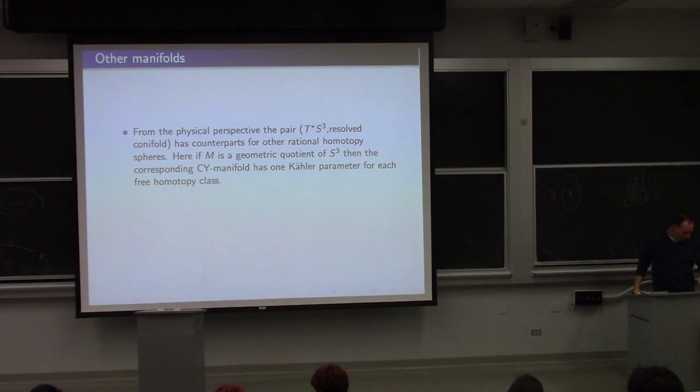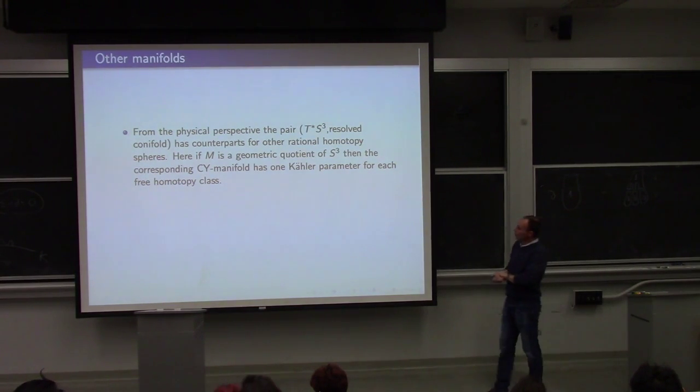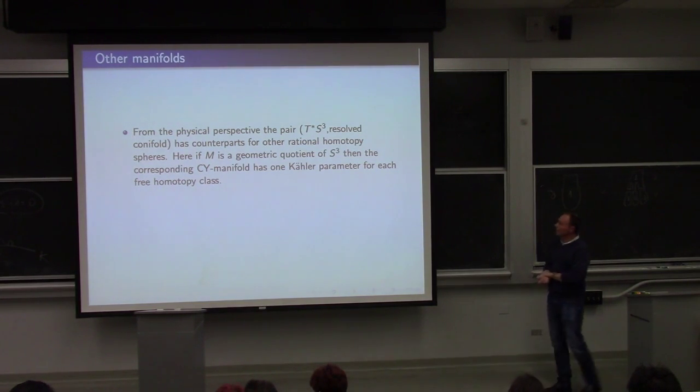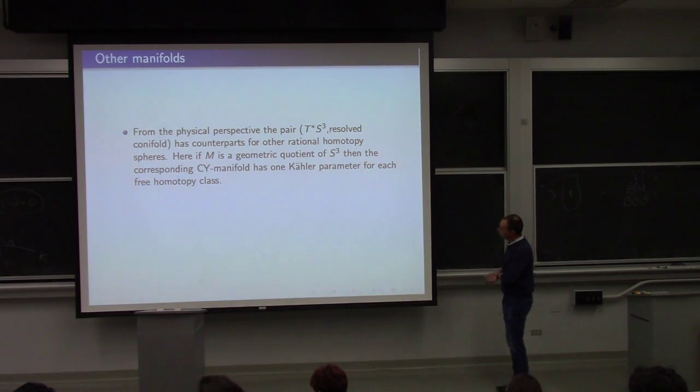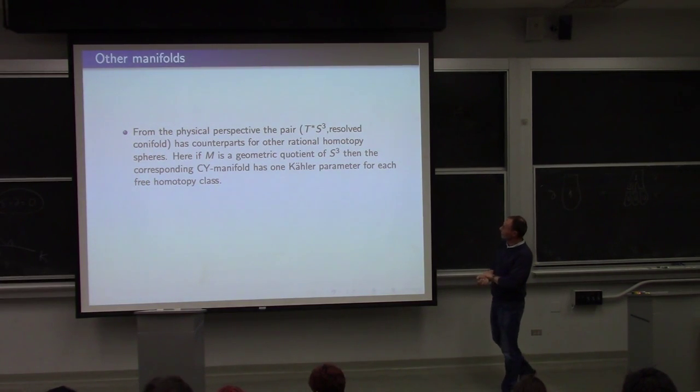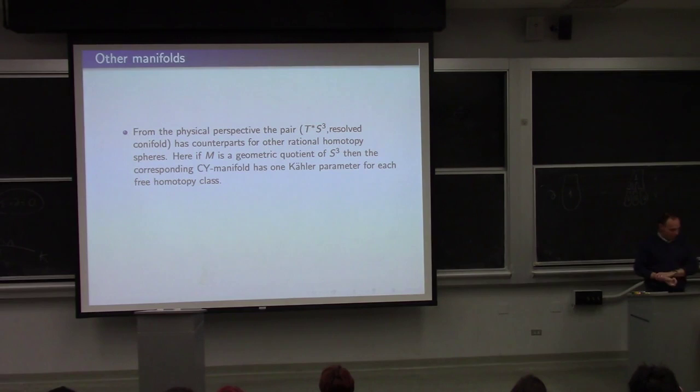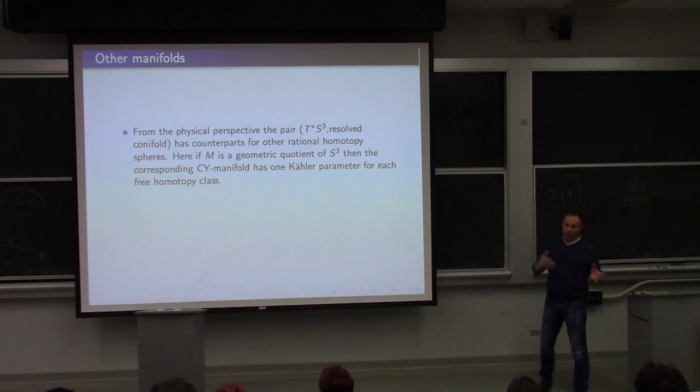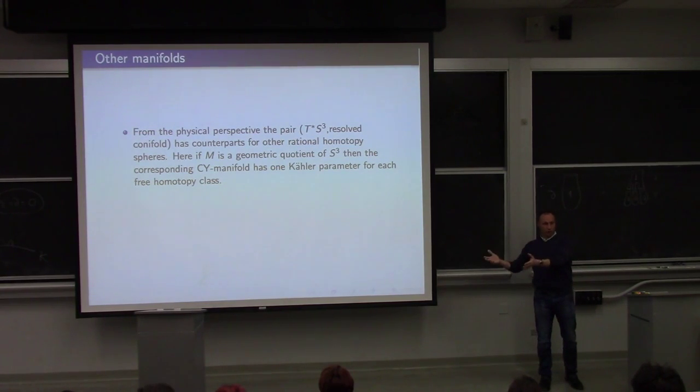Okay, so now I have a very short time remaining, but let me start anyway, and I will continue probably tomorrow. Let's now take a look at other manifolds. In particular we look at another class of three-manifolds, geometric quotients of S3. For those, there are counterparts of the conifold. Of course, you can do the same thing that we did from the start: take T star S3, collapse the zero section, and try to grow something out.